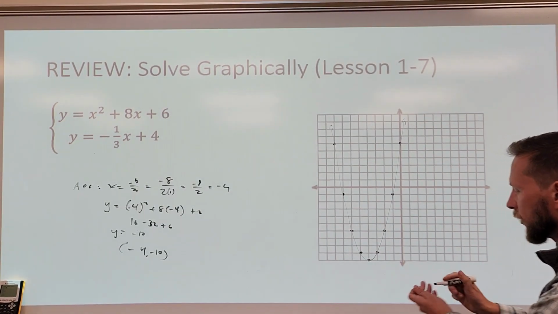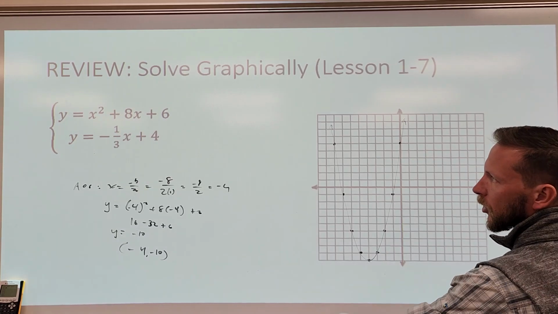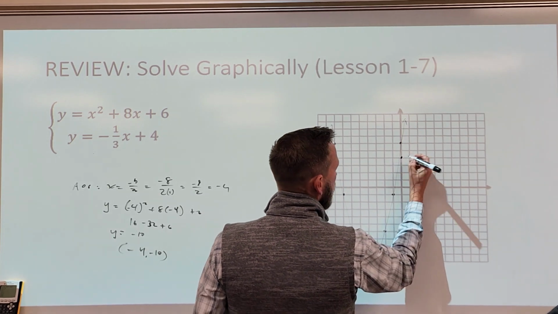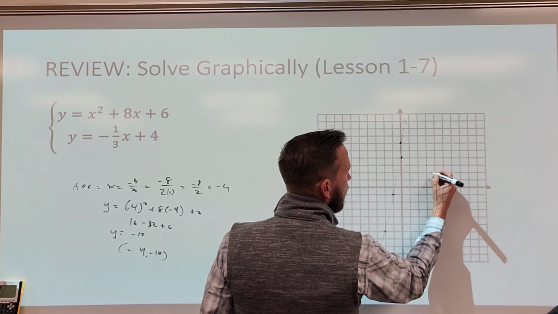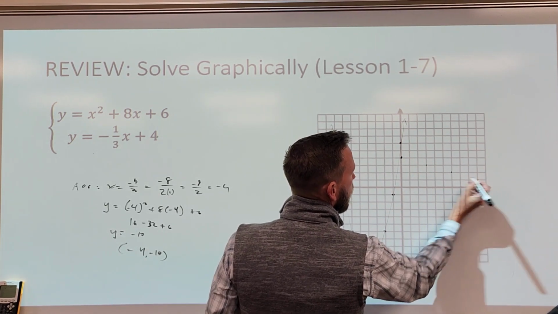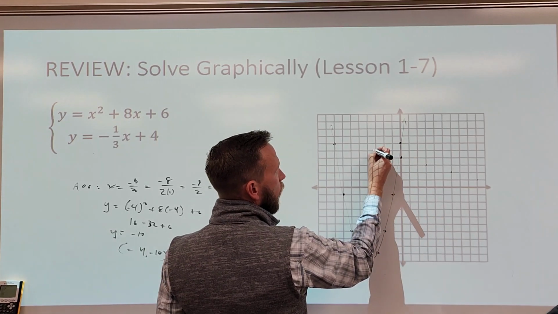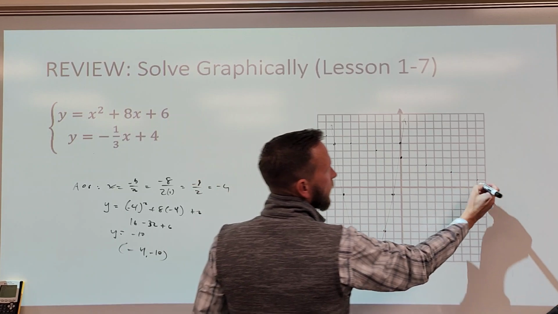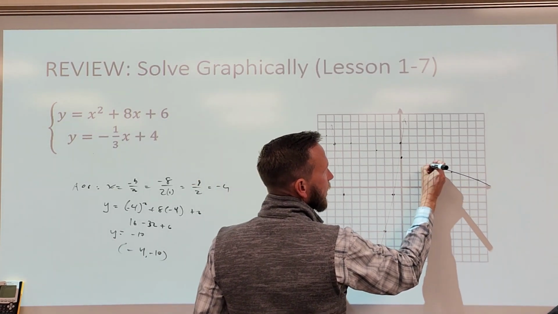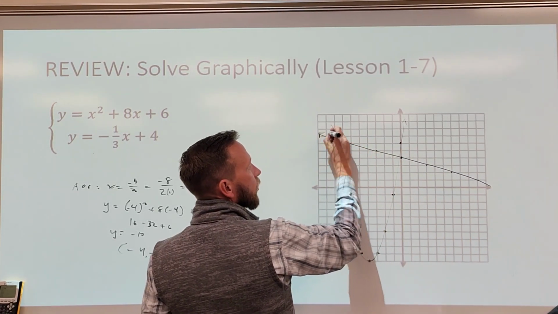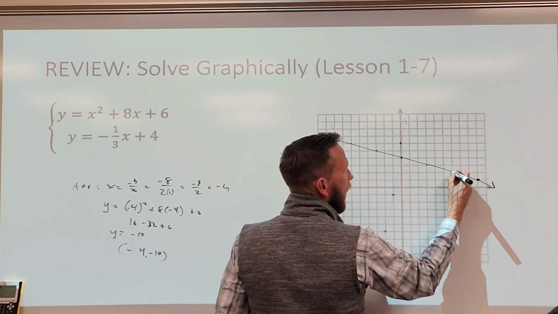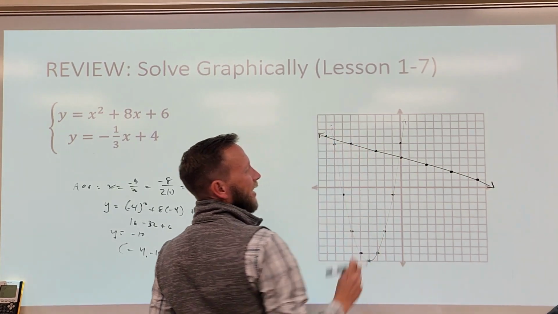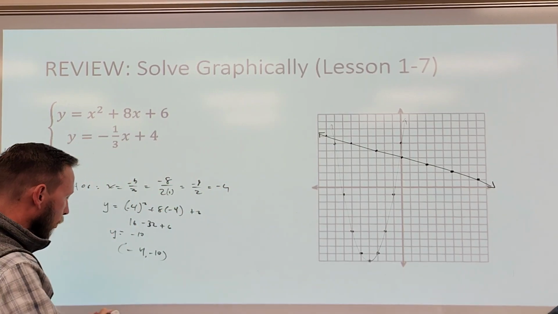My black marker's fading just a little bit. We'll also graph the line y equals negative 1/3 x plus 4. Negative 1 over 3, back 3 up 1, back 3 up 1, back 3 up 1. And so we can see where those graphs intersect, and we can notice that they're not intersecting at any particular x, y point in a simple way.